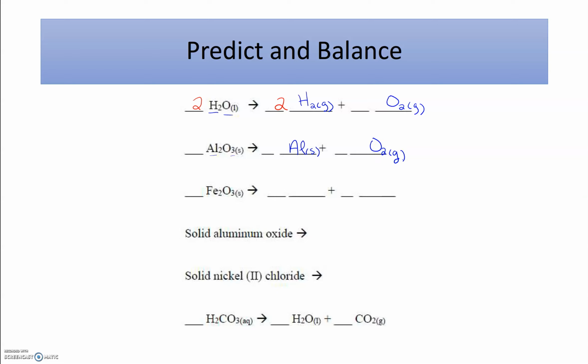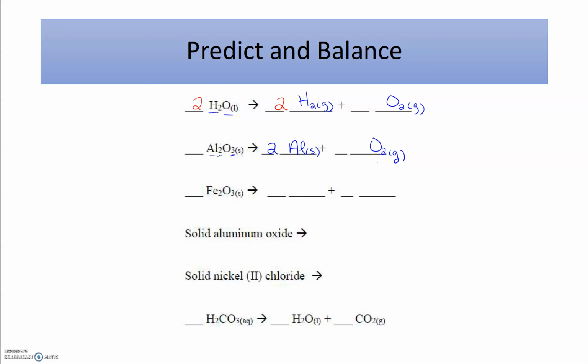Now when it comes to balancing this guy, this is where it can get a little tricky. I can balance aluminum first, and I've got 2 aluminums in my reactant, so that gives me a coefficient of 2 in front of the aluminium. But when I look at oxygen, I've got 3 in the aluminum oxide, but I have 2 here, and that comes in one oxygen molecule.